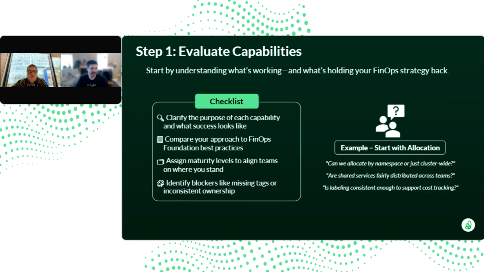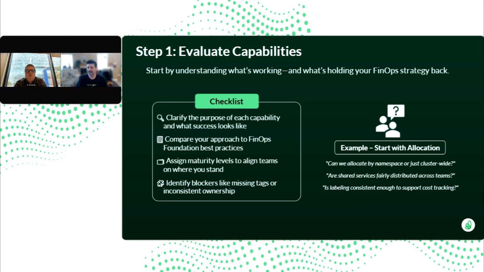First of all, as I talked about, you want to evaluate your current capabilities. This is getting a baseline. This is really understanding what's working today and what is holding you back in terms of implementing a FinOps strategy. You're going to look at each of those capabilities and say, where are we now? What's working? What's not working?